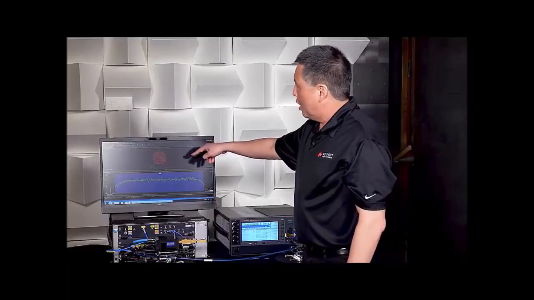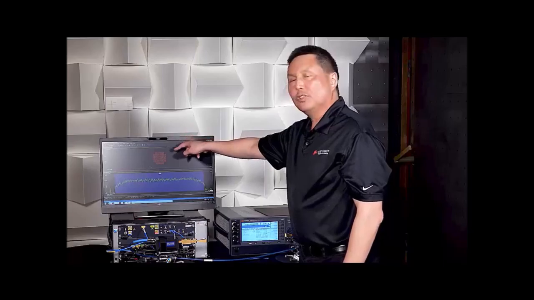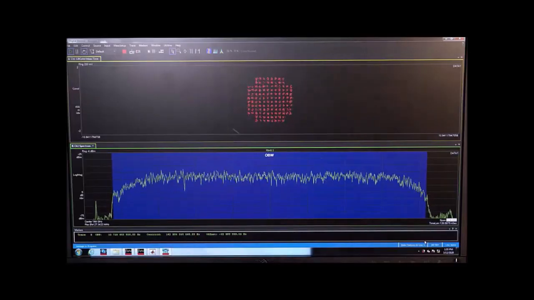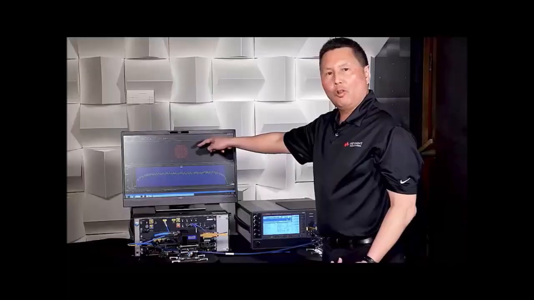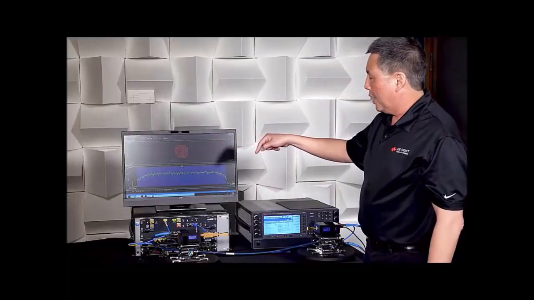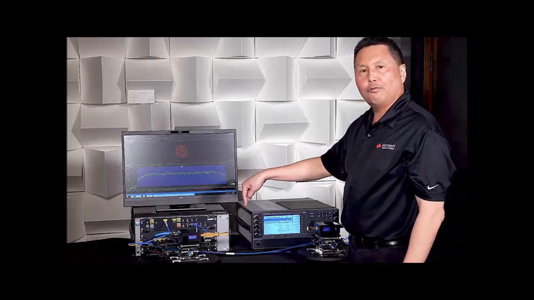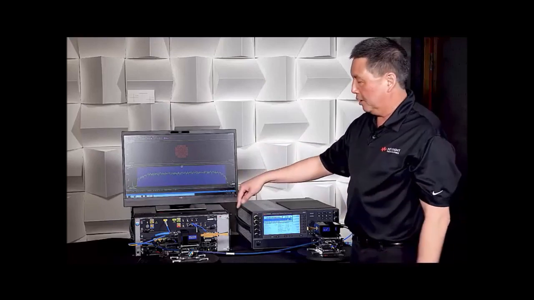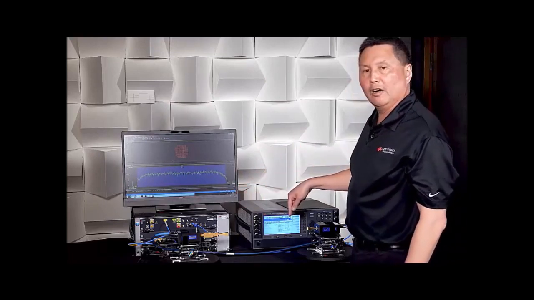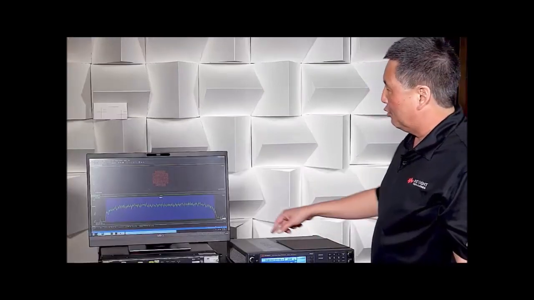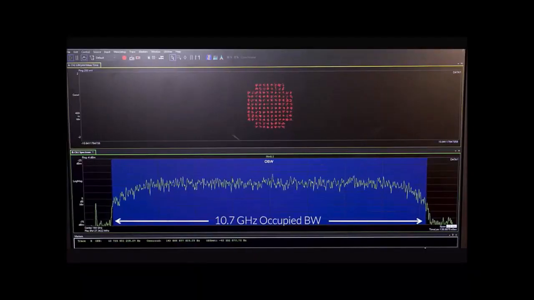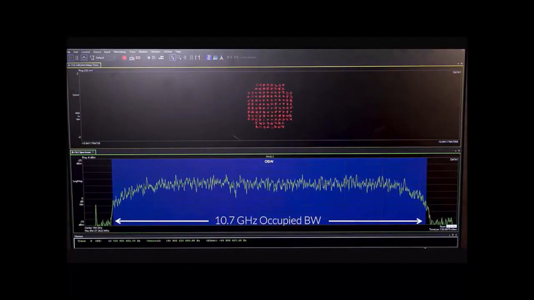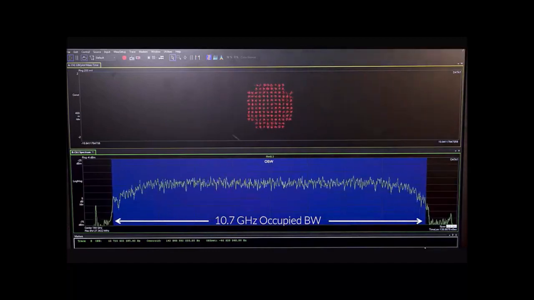So here we're showing the demodulation results. We have the 128 QAM constellation, so it's a very high order modulation. And you can see that the waveform quality is very good, despite the fact that this is centered at 144 GHz, extremely wide bandwidth, and it's being transmitted over the air. To show you how wide the spectrum is, we're also measuring the spectrum, which is a slower trace. And in the blue shaded region, we're measuring the occupied bandwidth, which is roughly 10.7 gigahertz, so extremely wide bandwidth.